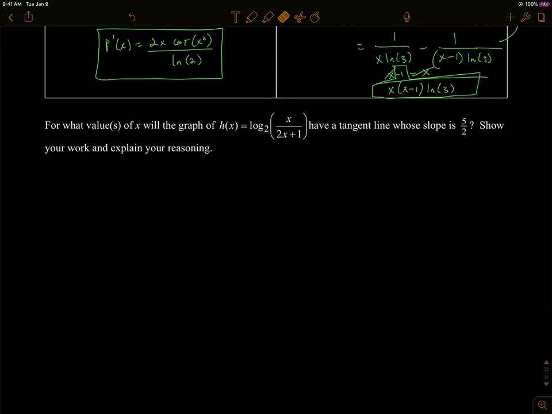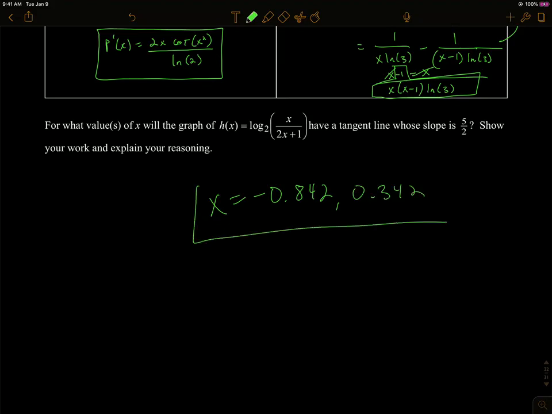All right. So for this guy, we're not going to do this one. This is another calculator one. You can try to work this one out on your own. I was getting answers of x equals negative 0.842 and 0.342. So you want to see if you can get that.